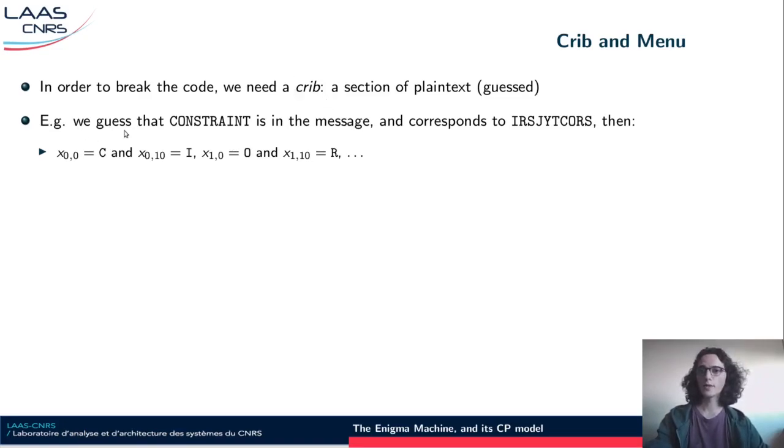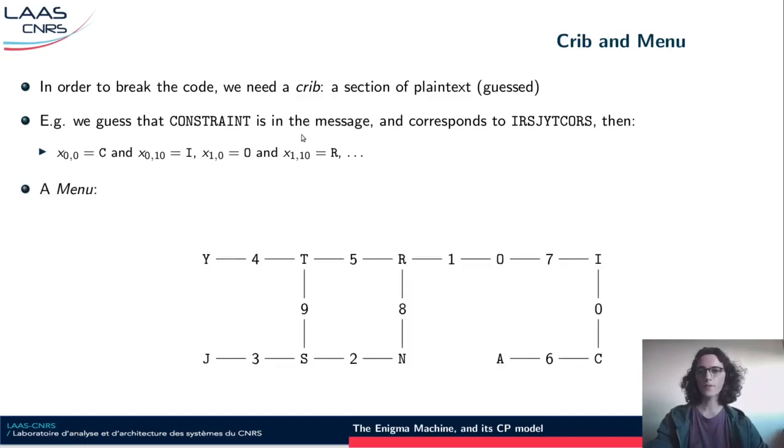For example, let's assume that we know that constraint is in our message and it is encrypted to this message. Then we can fix the variables for the position, the first letter in the plain text to C, and the first letter in the ciphertext to I, and we can try to solve the model to find probable key and plugboard assignments. And this information forms what we call a menu. In this graph, you can see that for each such pair, we have an edge signifying here that at position 0 in the message, C is linked to letter I, and that will be useful later.